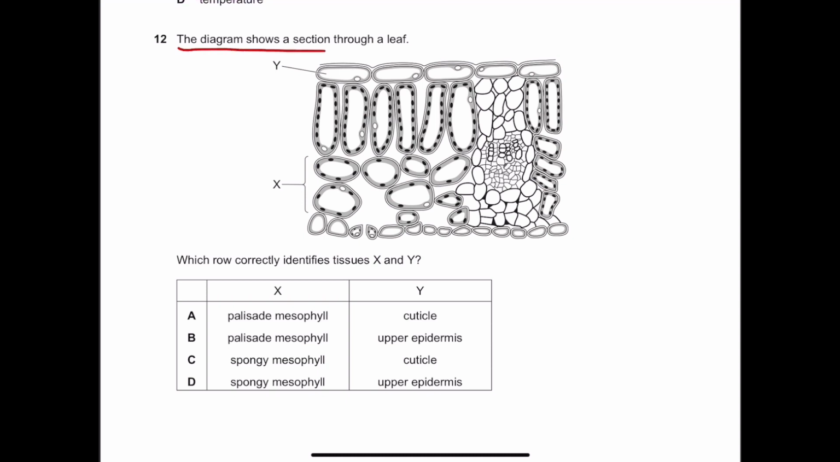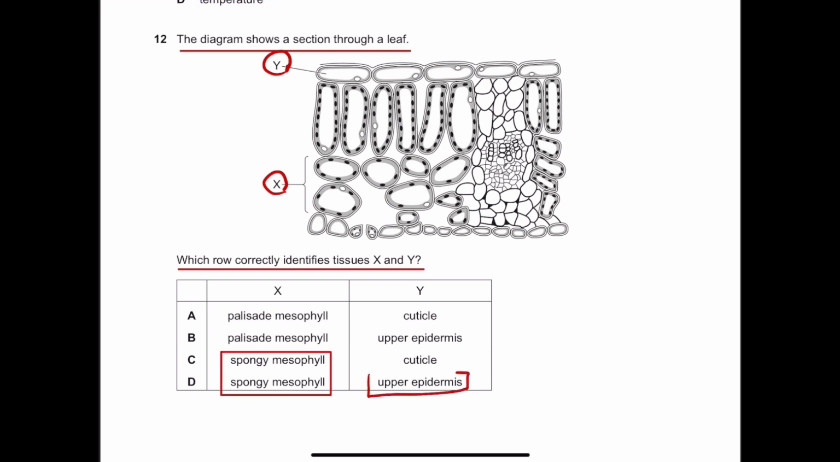Number 12. The diagram shows a section through a leaf. Which row correctly identifies tissues X and Y? So X is showing spongy mesophyll cell. So the answer is either C or D. Y is called upper epidermis.